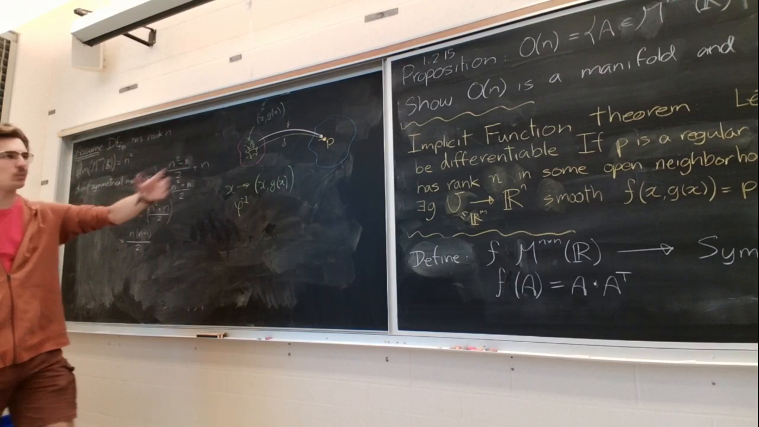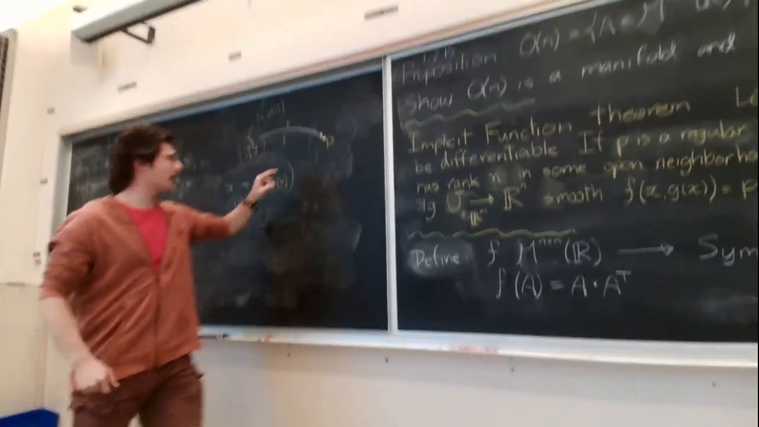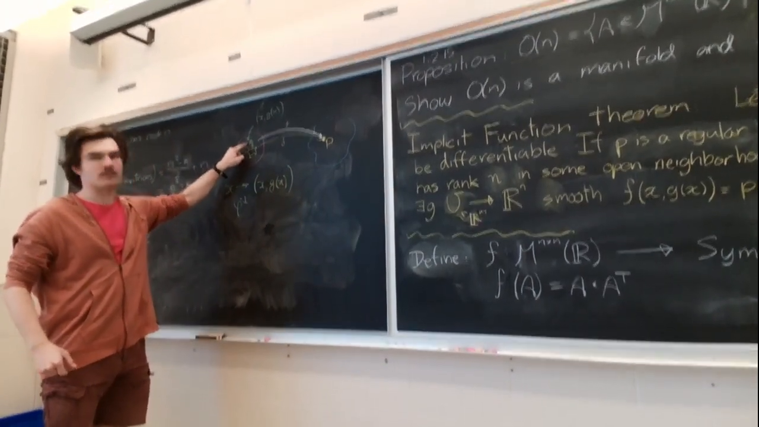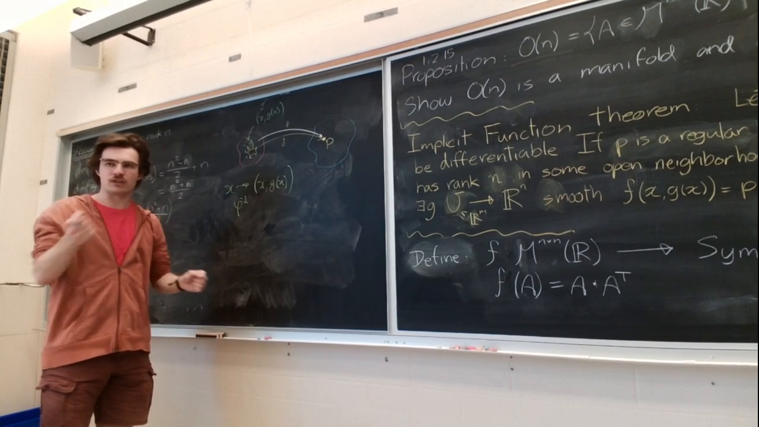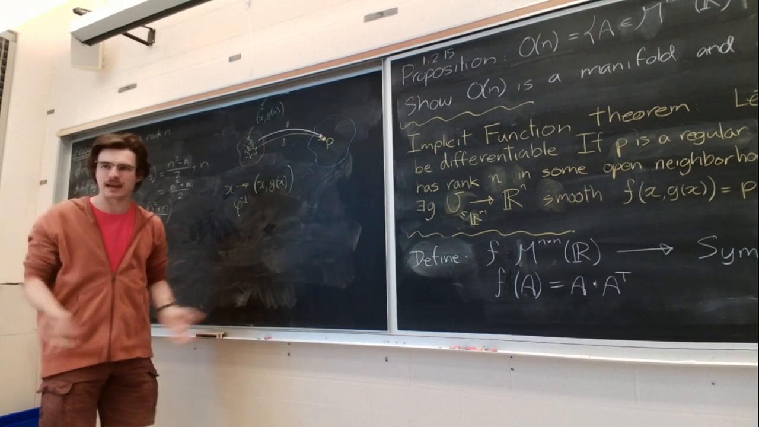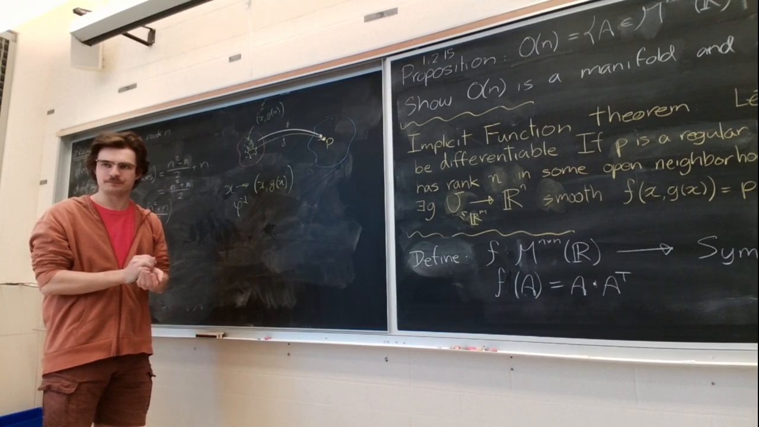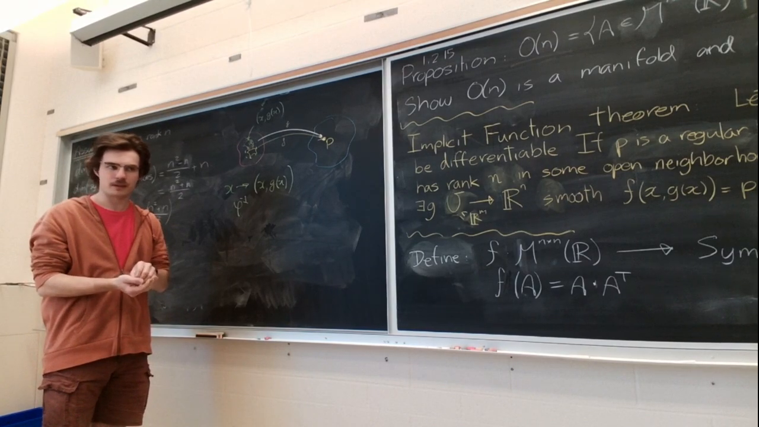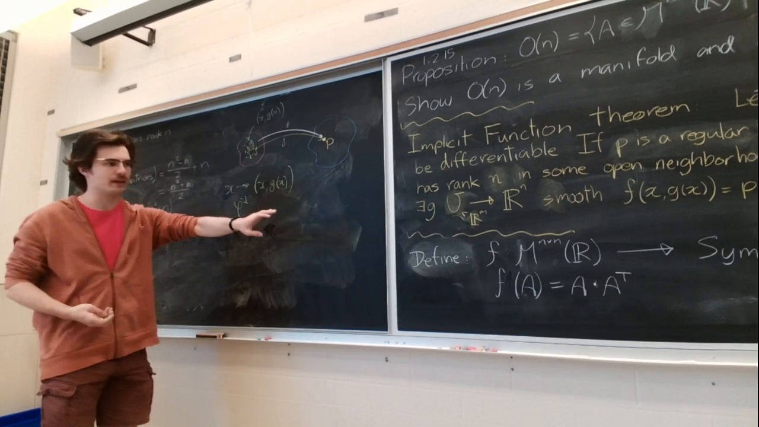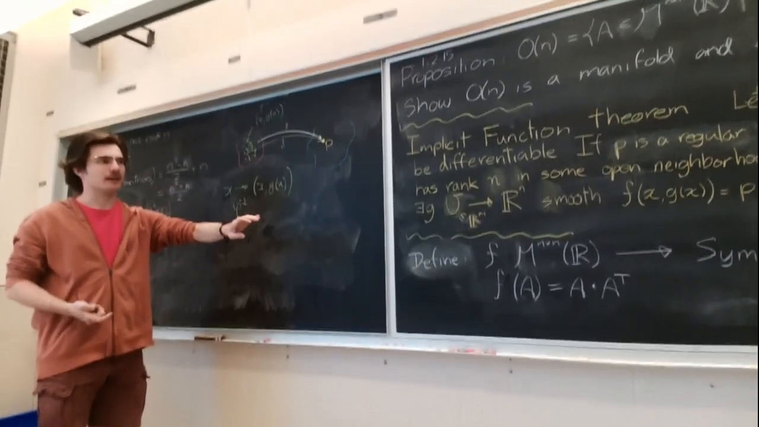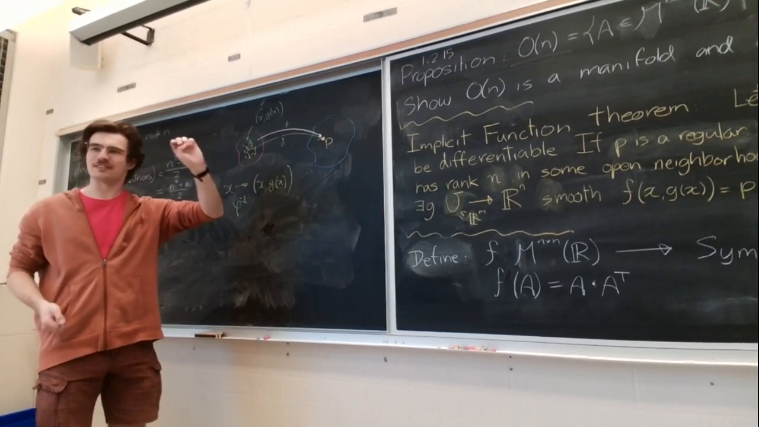But do people see what the additional work is that needs to be done? This helps me define a chart around every point of O of n, but then I need to show that all these charts are actually compatible with each other and give me an atlas and give me an actual manifold. Okay? People agree? So the implicit function theorem is only part of the way there, but it's the conceptually interesting part of it.